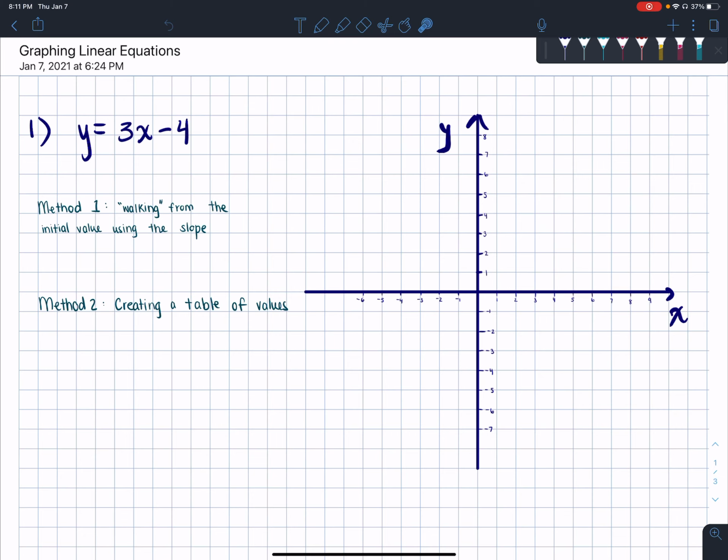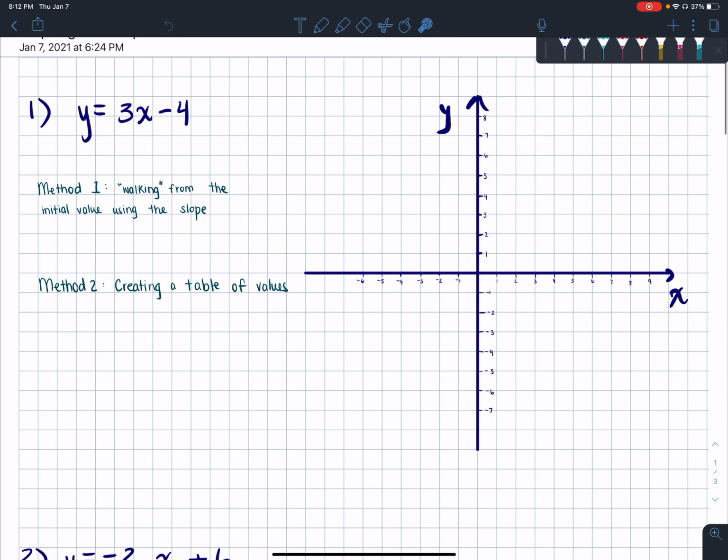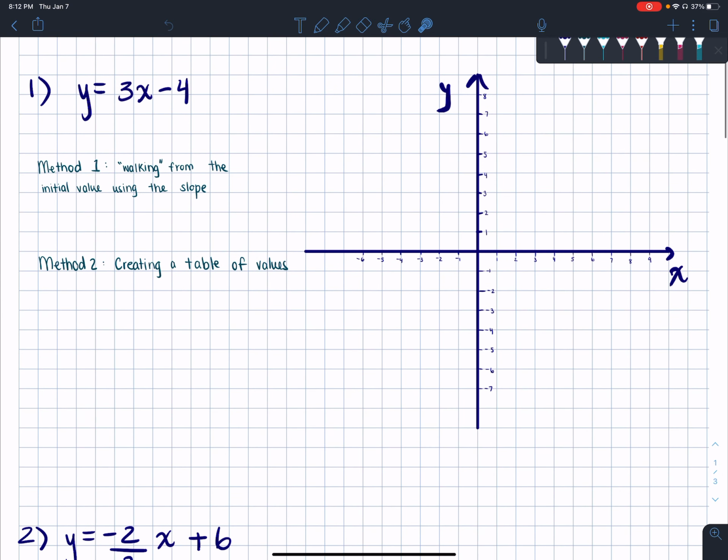So today we're looking at how to graph linear equations. In graphing linear equations, there's two main methods that I would want to talk about today. The first method is what I call walking from the initial value and using the slope.